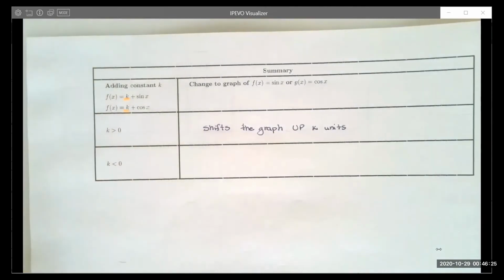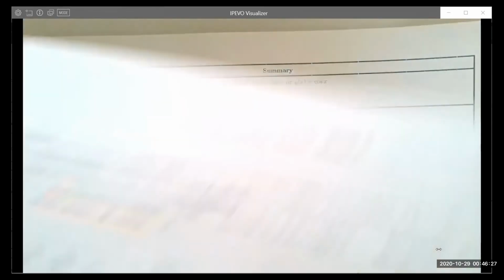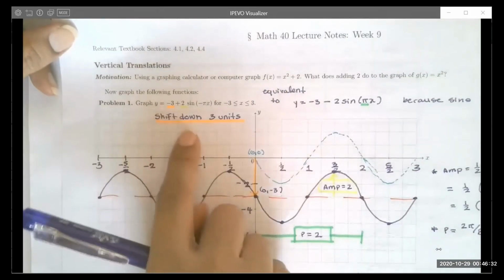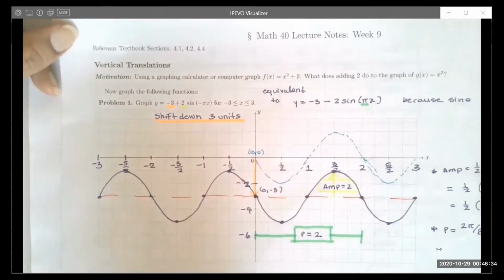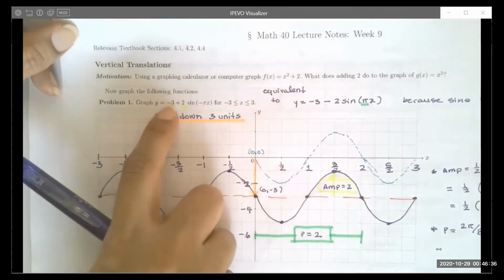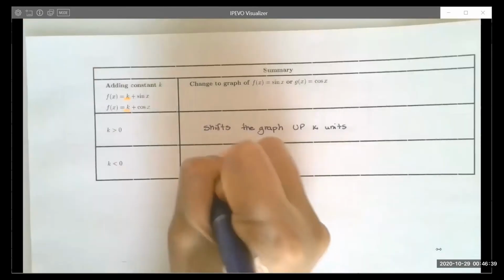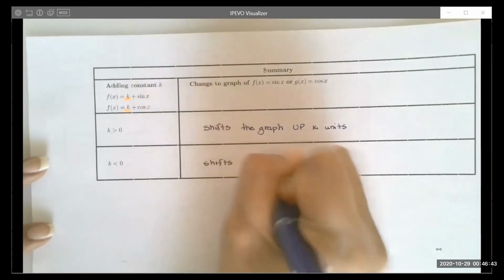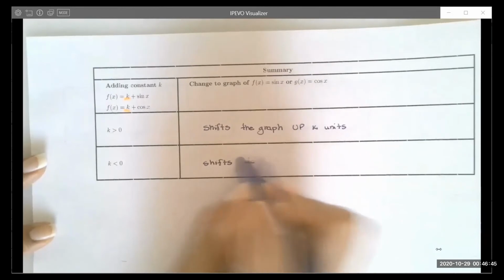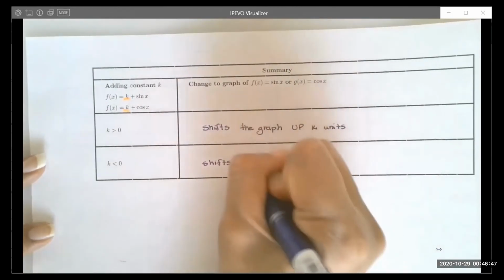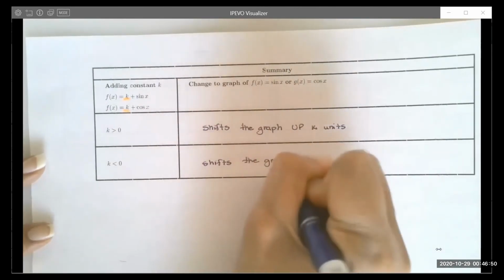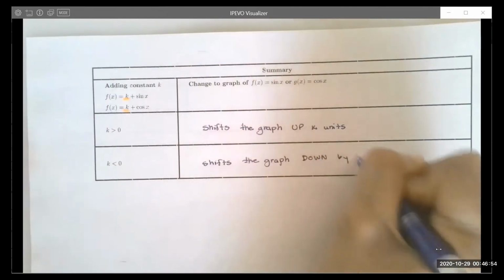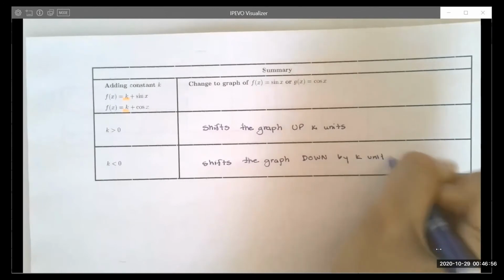And then if that number is negative, kind of like what we saw on page 1 with this -3, we actually see a shift down, which is determined again by that k. Okay, so this shifts down, and that's by k units.